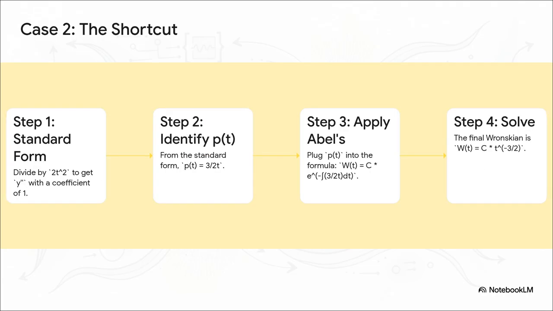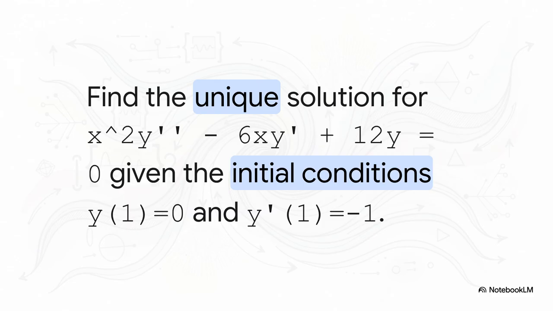For our next case, we're going to use our shortcut, Abel's theorem. But hang on. Before you do anything else, look at step 1. This is so important, and it's probably the number one mistake people make. Abel's theorem only works if the equation is in standard form, which means that y double prime term has to have a 1 in front of it. So we absolutely must divide the whole thing by 2t squared first. Once we do that, we can easily spot our p of t, plug it into the formula, solve the integral, and there's our Wronskian.